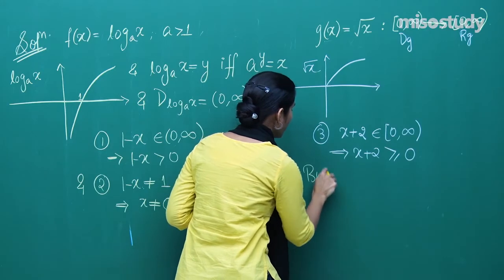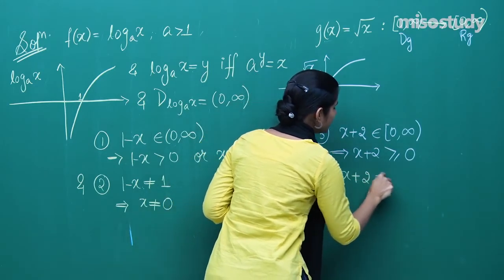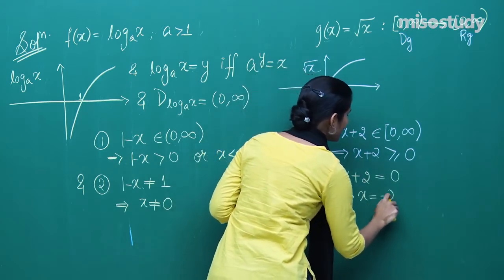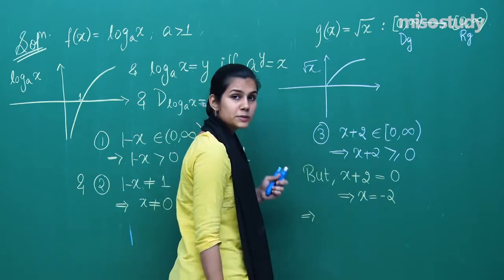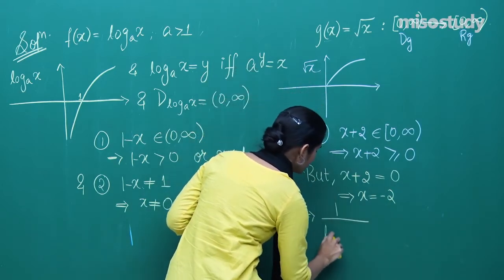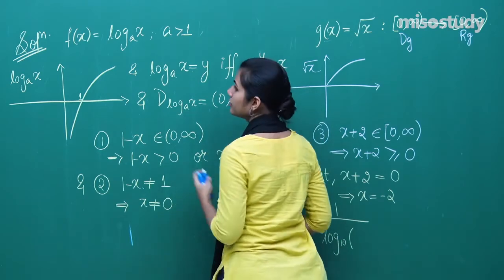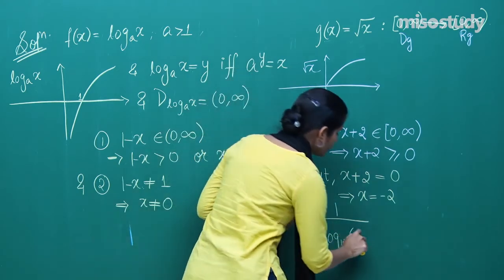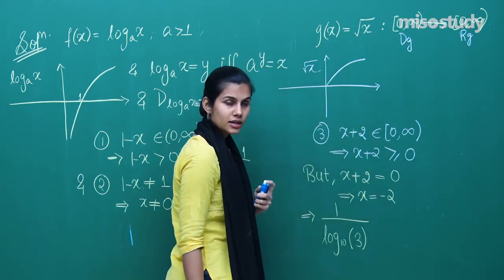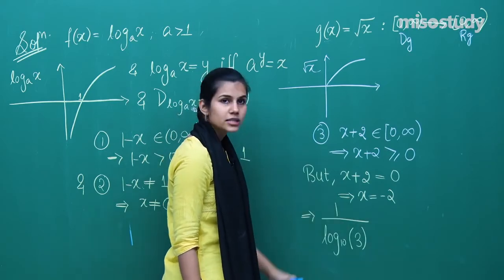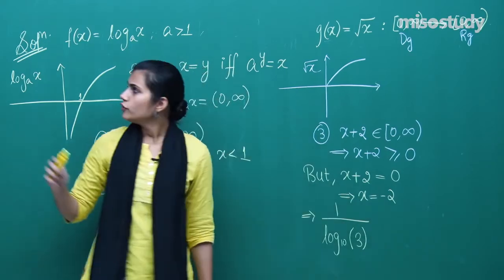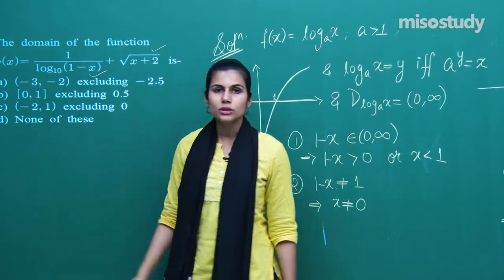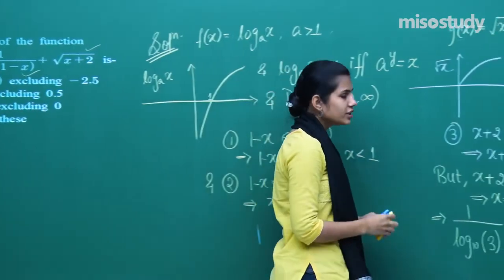But what happens if x plus 2 is equal to 0? If x plus 2 is equal to 0, this implies x is minus 2, which implies the first part of the function, 1 upon log to the base 10 of (1 minus x), happens to be 1 minus minus 2, which is 3. So this is what you will get if x turns out to be minus 2. Over here you will get under root 0 and over here you will get 1 upon log 3 to the base 10. Now what is log 3 to the base 10?